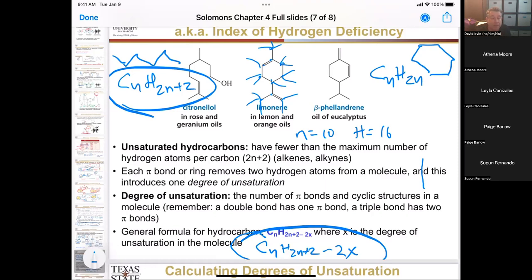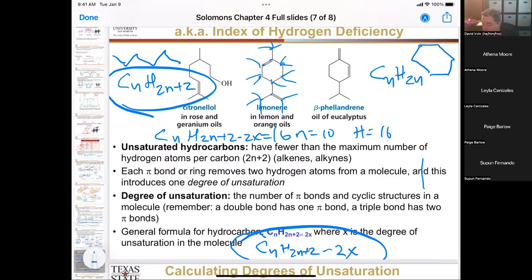So let's do our calculation here. So that means that our C_n H_2n+2 minus 2x is equal to 16.